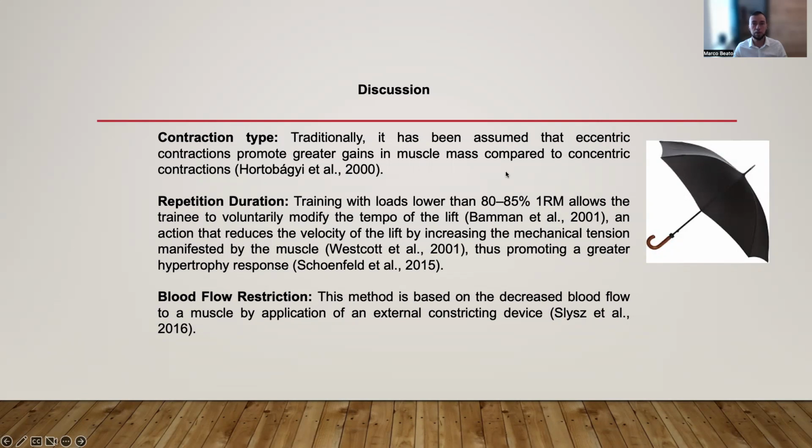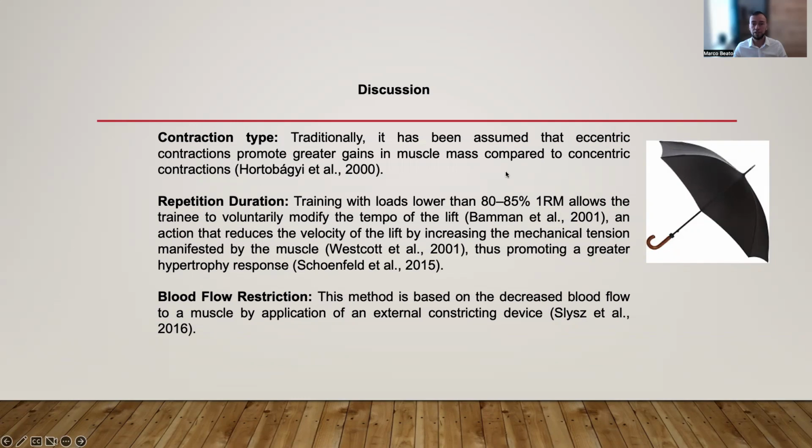What about repetition duration? Training with a load lower than 80-85% of 1 RM allows the trainee to voluntarily modify the tempo of the lift. In this way, it is possible to reduce the velocity of the lift by increasing the mechanical tension of the muscle. This allows to promote greater hypertrophy responses.